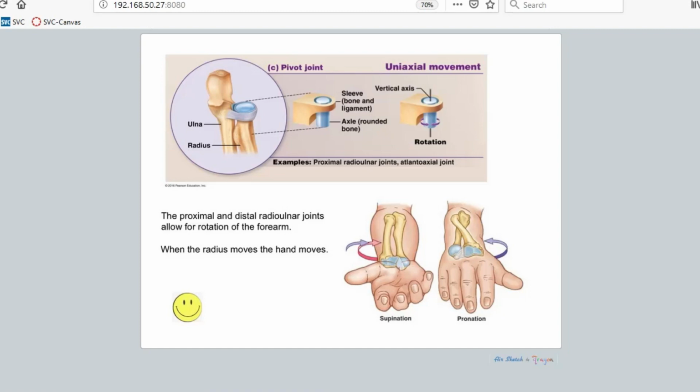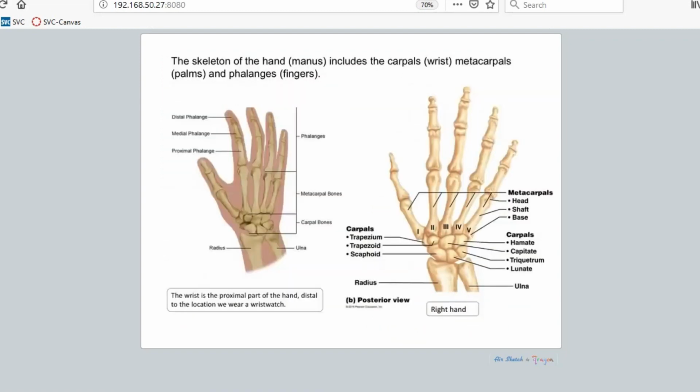This is the joint that's formed between the radius and the ulna. And this allows for supination and pronation, and we can go over those movements if you're interested in those. Okay, so here's the radius, there's the ulna, and now we get down to the hand.